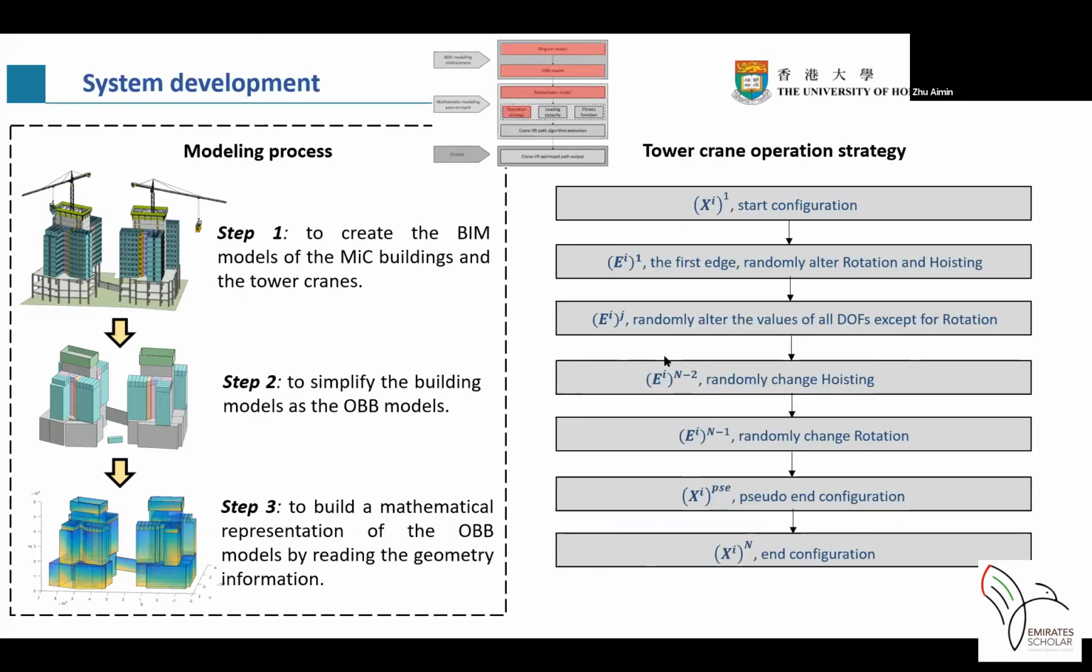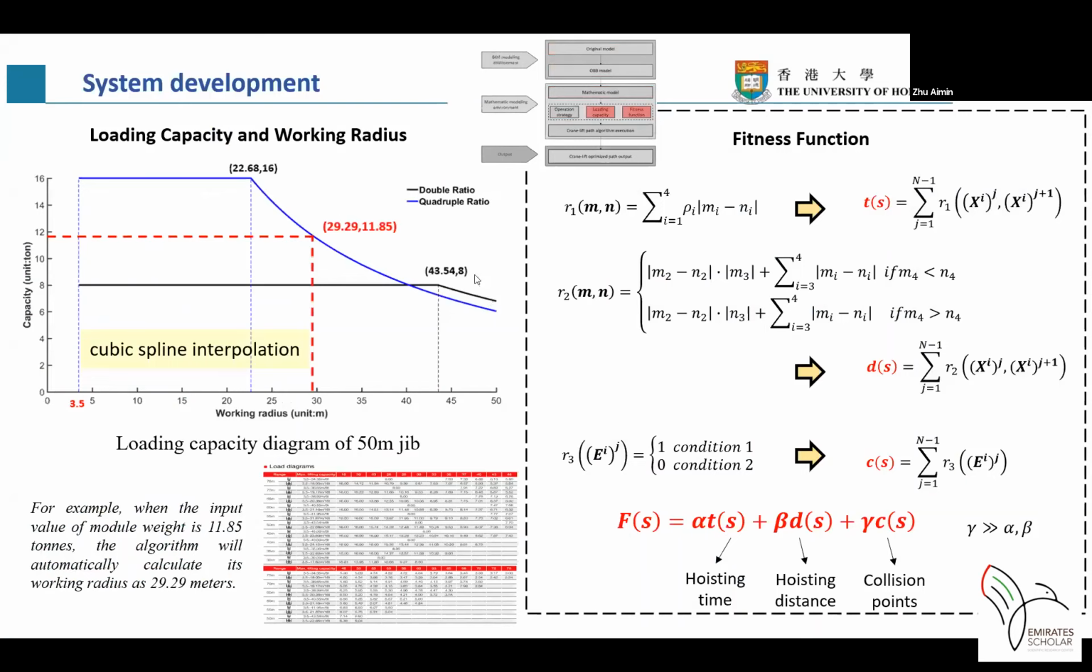And I also want to say that the time between the adjacent configurations is the age. And the second component is the correlation between loading capacity and working radius. Most of the previous publications ignore the correlation between the loading capacity and working radius. And crane manufacturers may provide a table like this.